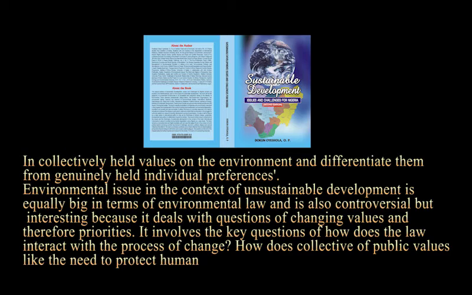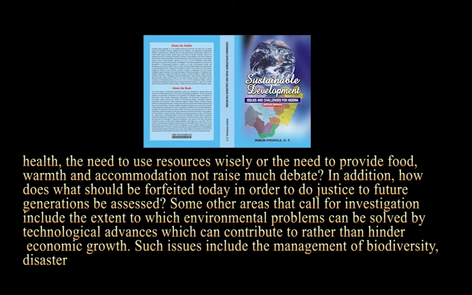Environmental issues in the context of unsustainable development are equally big in terms of environmental law and are also controversial but interesting because they deal with questions of changing values and therefore priorities. They involve the key questions of how the law interacts with the process of change. How do collective public values, like the need to protect human health, the need to use resources wisely or the need to provide food, warmth and accommodation, not raise much debate? In addition, how is what should be forfeited today in order to do justice to future generations assessed?